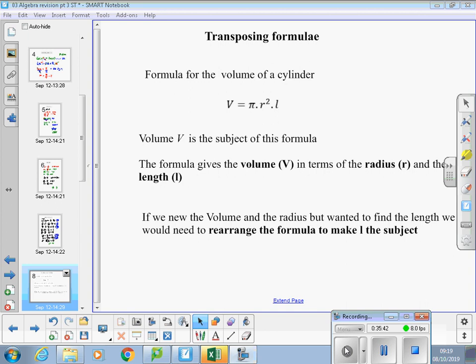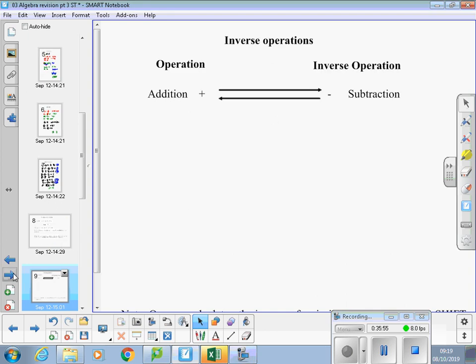If we knew the volume and the radius but wanted to find the length, we would need to rearrange the formula to make L the subject. Okay? So what it's about is, operations in mathematics have opposites of each other. So if we've got something added, we move it by subtracting, and vice versa. If it's subtracted, we add.